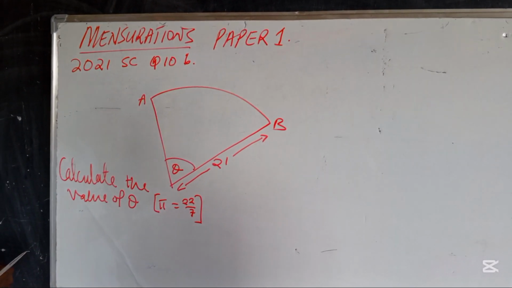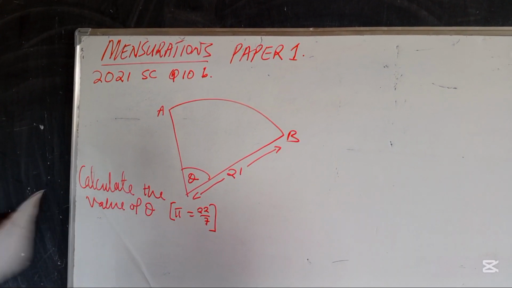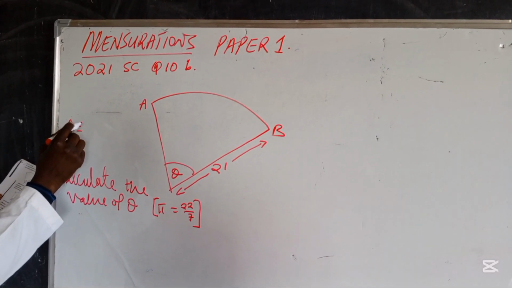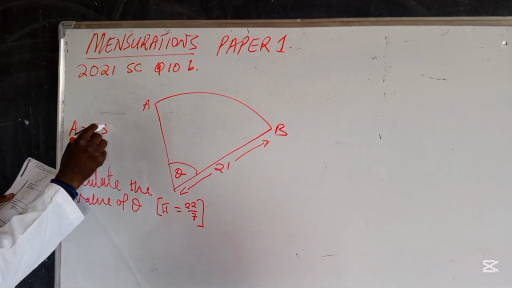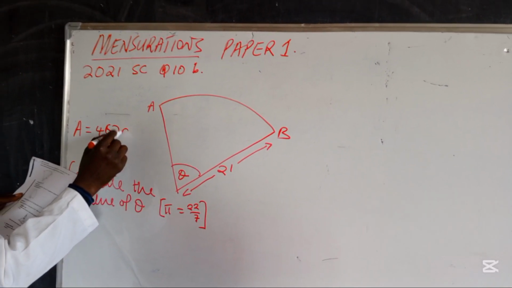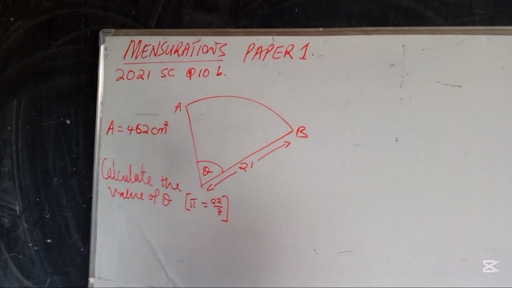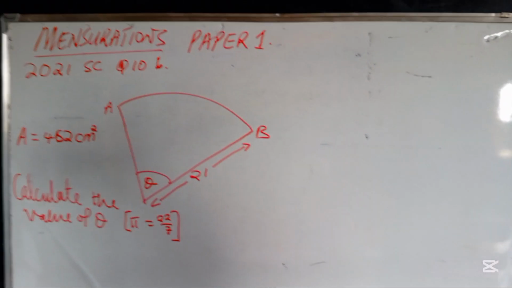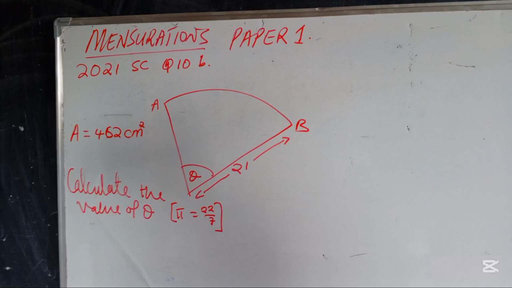Now, the other information about this question is that they have told us the area we are given of this thing, if you read the question there, it's 462. Are we there? 462 centimeters squared. So this is the area. That is what they have told us, that the area is this one. So now they are telling us to find the theta. How do we go about it?